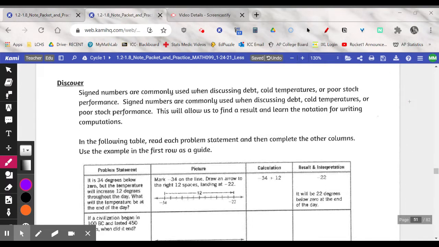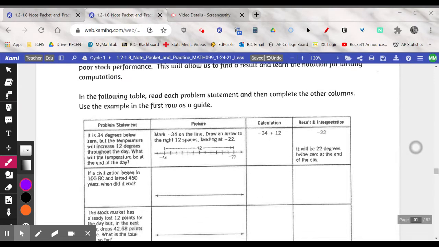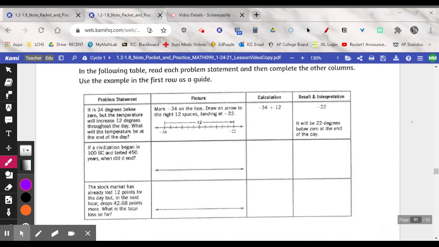So, looking at this section, signed numbers are commonly used when discussing debt, cold temperatures, or poor stock performance. This will allow us to find a result and learn the notation for writing computations. In the following table, you're going to read each problem statement and then complete the other columns. Use the example in the first row as a guide.